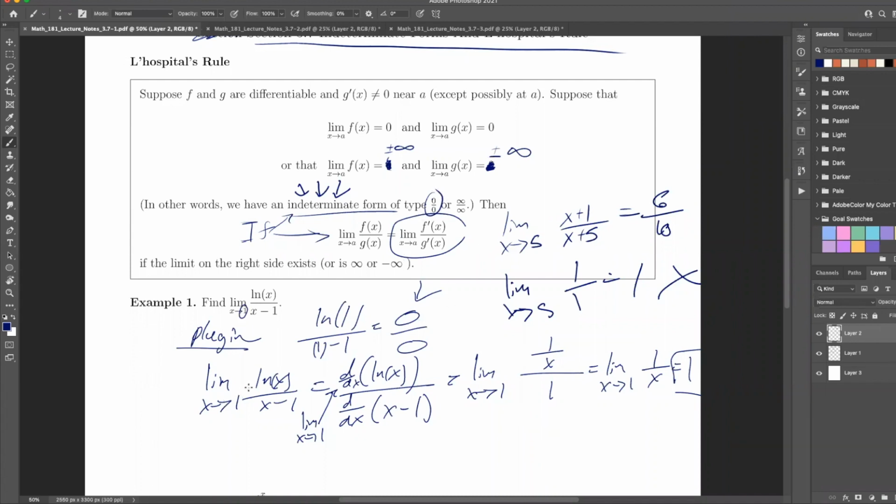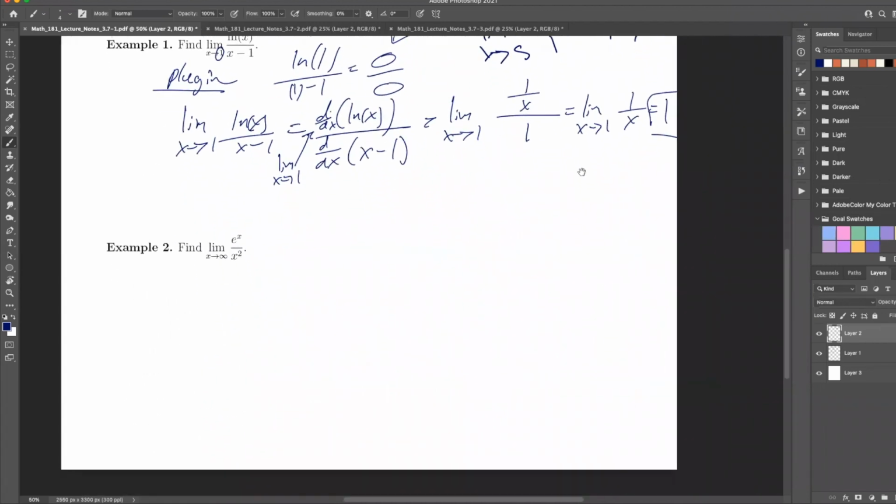Once we know that, we can say the limit is equal to the limit of the derivative of the top and the bottom. And then we take the derivative, simplify it, and then here we can just solve this limit by plugging in. All right, so let's do the next one.